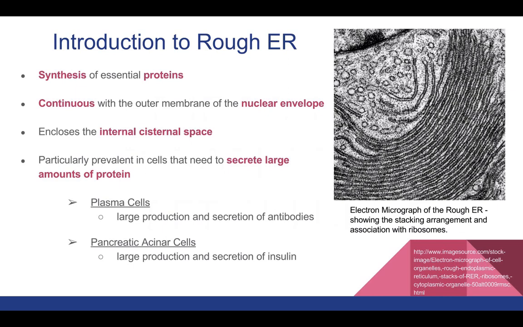Large amounts of rough ER are prevalent in cells that need to secrete large amounts of protein, such as plasma cells, which produce and secrete large quantities of antibodies, pancreatic acinar cells, which undergo large production and secretion of insulin, and fibroblasts and osteoblasts, which secrete organic matrix of connective tissue and bone.